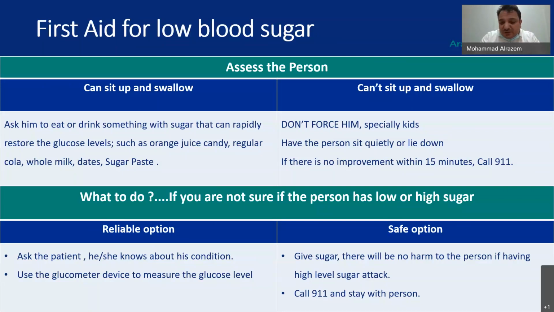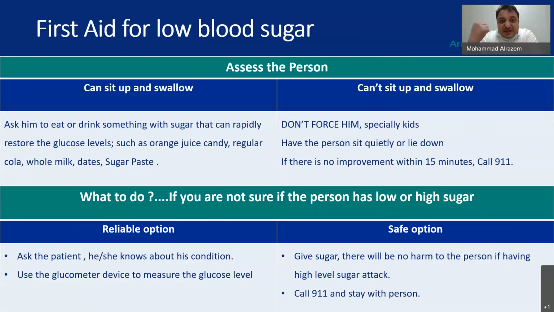After you give a sugar, after 1 or 2 minutes, if the patient stays the same, that's when he has high sugar level. But if he starts to be more alert and becomes back to his normal, that's when he is low sugar. And of course, you need to call 911 and stay with the patient.